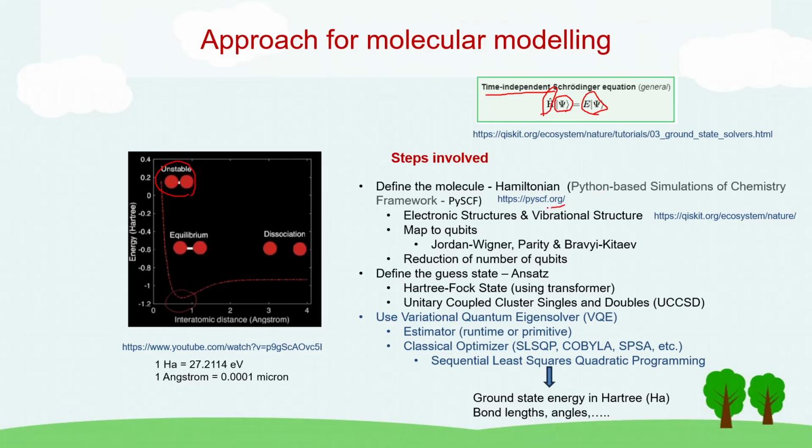And for that, there is a nice Python package already available. It works nicely with Qiskit. It's called Python-based Simulations of Chemistry Framework, or PySCF. And if you want to know more about that, certainly you can visit this web page. And there are many ways of representing the structure of this molecule. One is called electronic structure, another vibrational structure. There are some more couple of structures available in the IBM Qiskit package. We need to install a package called Nature in order to use those functions given here.